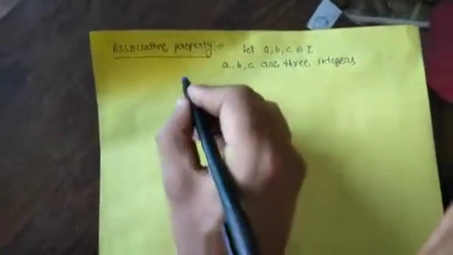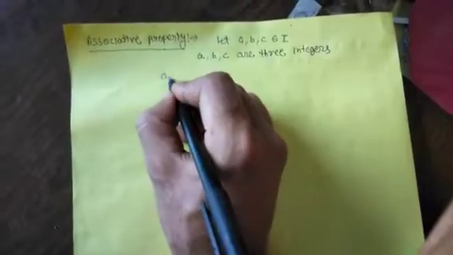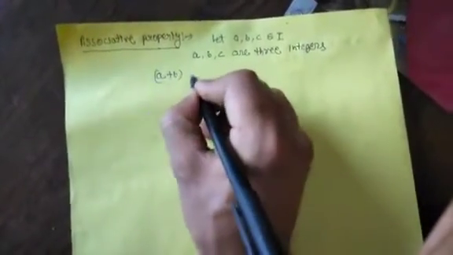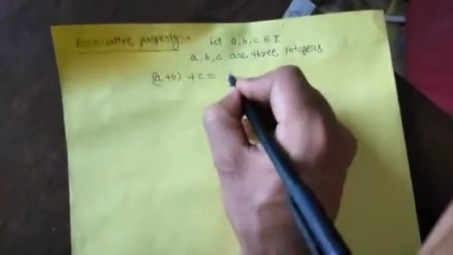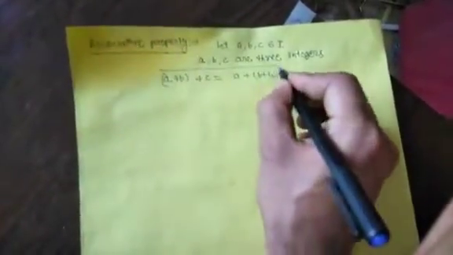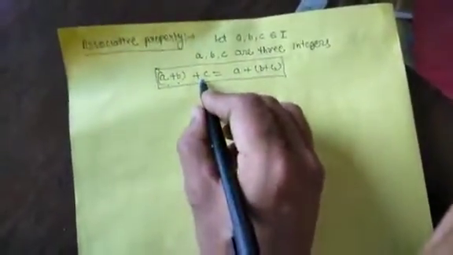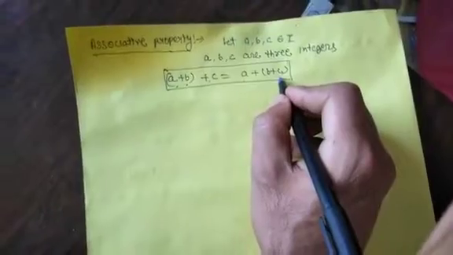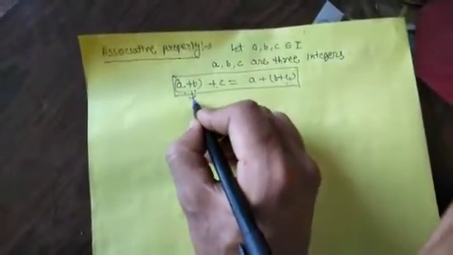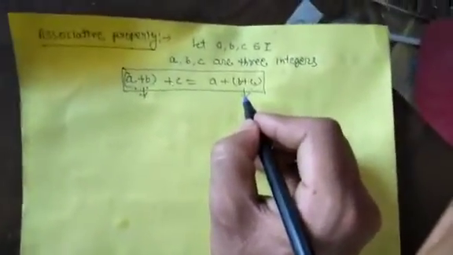If a, b, and c are three integers, we may add these integers by grouping (a plus b) plus c and a plus (b plus c). That means we may add these integers in these groups, either (a plus b) plus c or a plus (b plus c). Here the order is a plus b, here the order is b plus c. We may add the integers in any group.